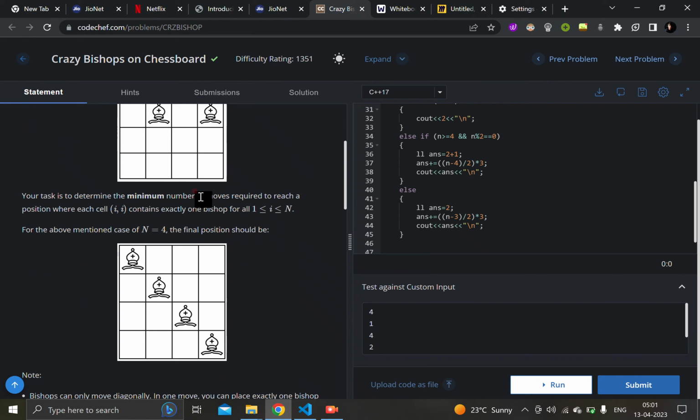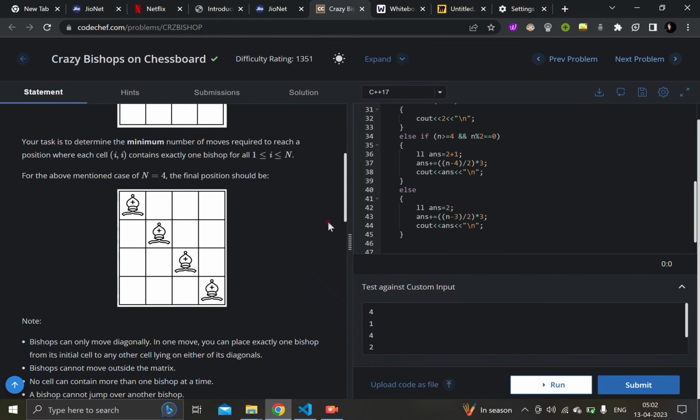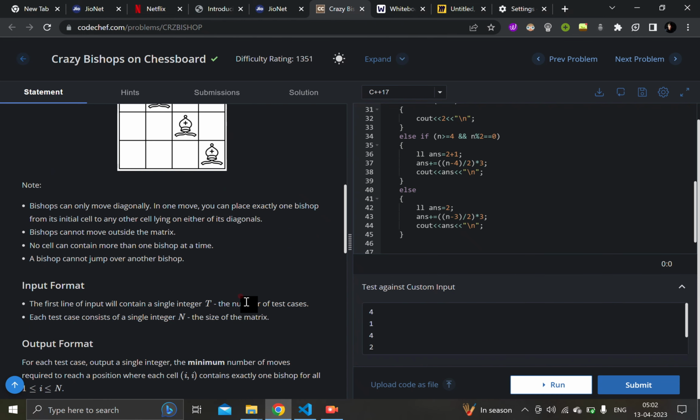Your task is to determine the minimum number of moves required to reach position (i, i) from each cell, with exactly one bishop for each i from 1 to n. For the above mentioned case, n is equal to 4, the final position would look something like this.